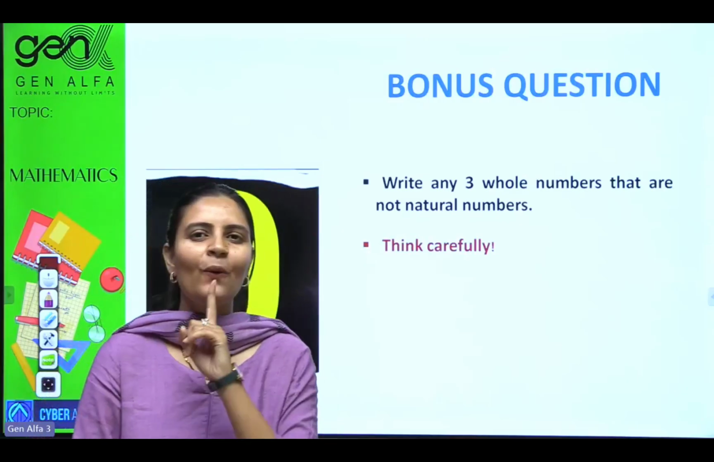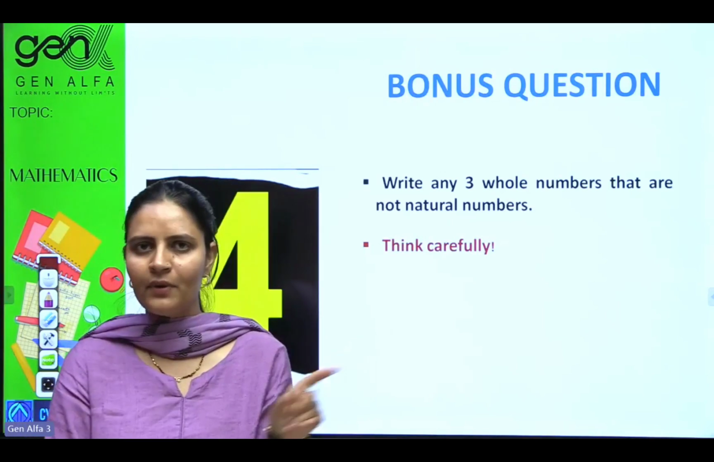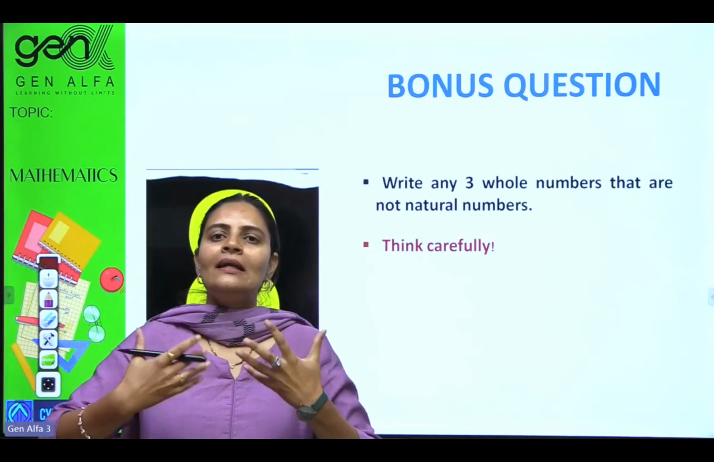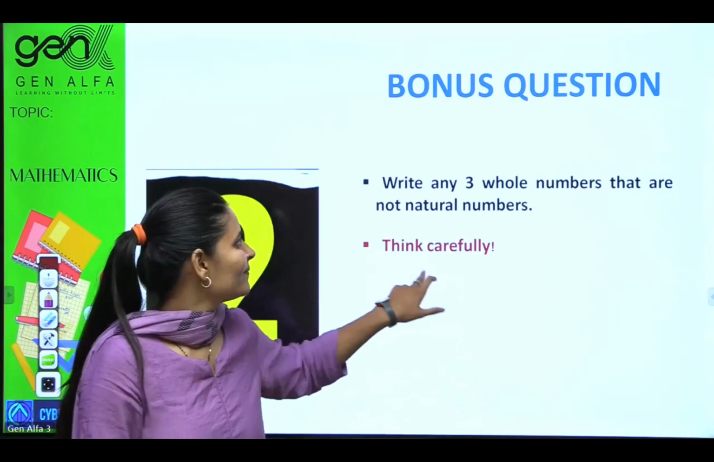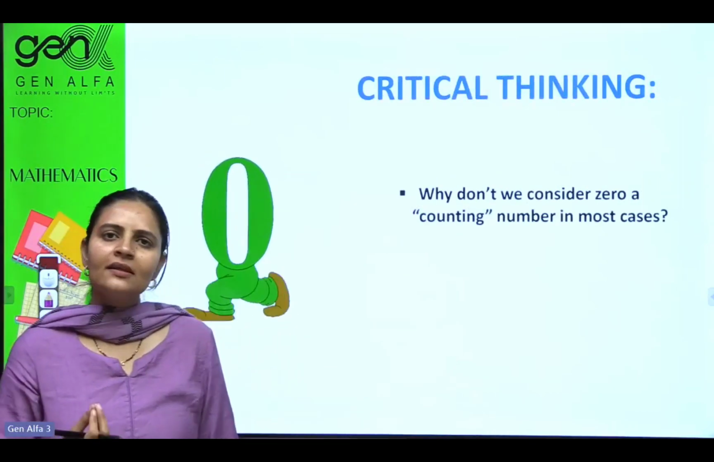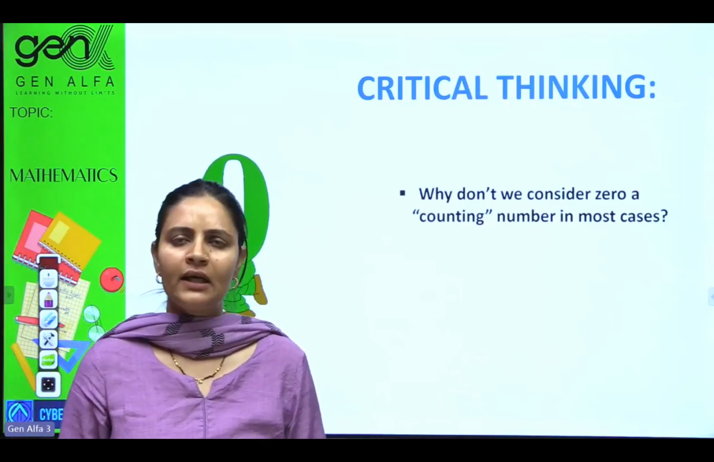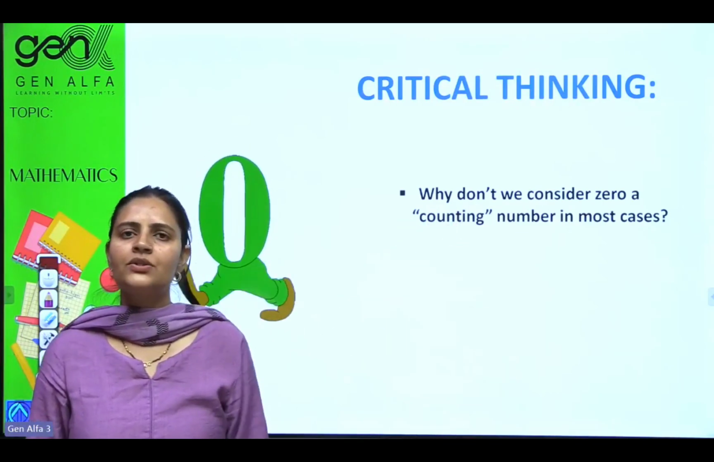So one and only number, that is zero. There are no three numbers. There are no five numbers that are different from natural numbers. Only our silent star, zero. Yes. So why don't we consider zero a counting number in most of the cases? What do you think about it? Why are we not starting the counting from 0, but from 1, 2, 3?